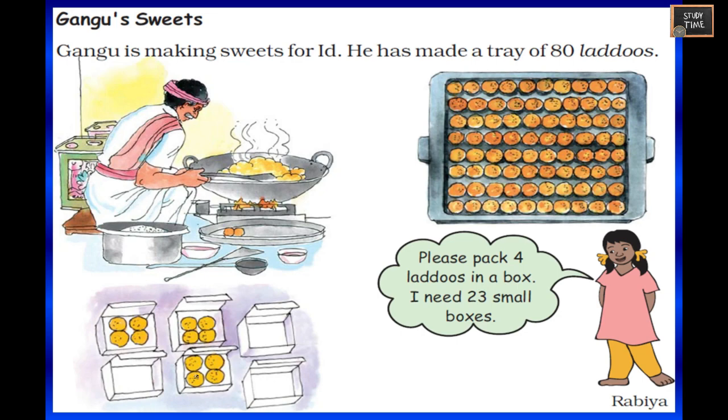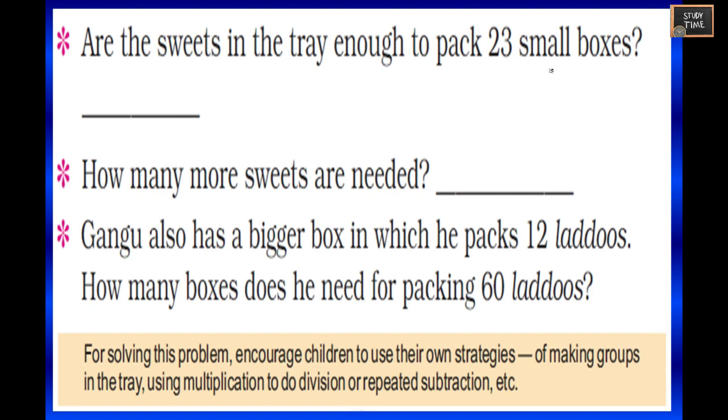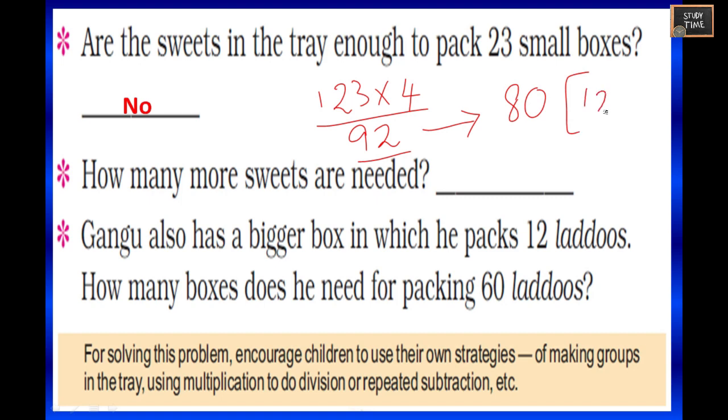So he has totally 80 laddus. We'll check. 23 small boxes, each should have 4. So here it is 92. But how much he has in total? Only 80. So 12 is the shortage. How many more sweets are needed? 12. Gangu also has a bigger box in which he packs 12 laddus. How many boxes does he need for packing 60 laddus? 60 divided by 12 is easy, 5 boxes.